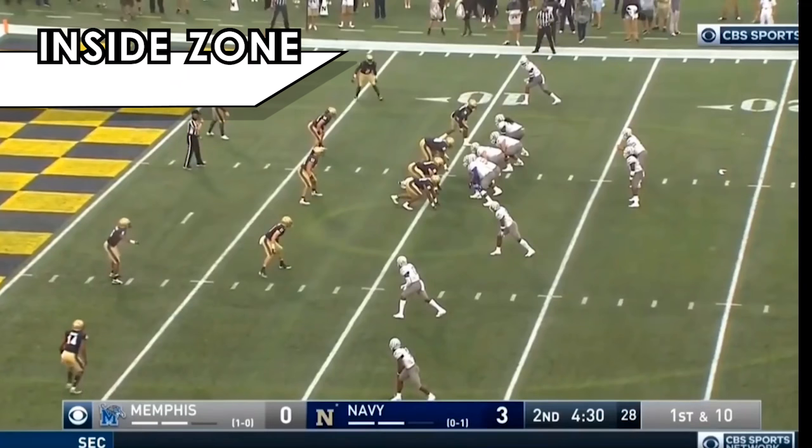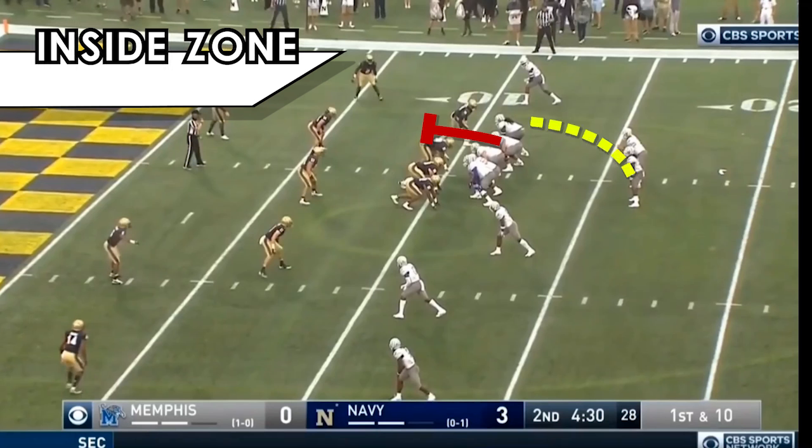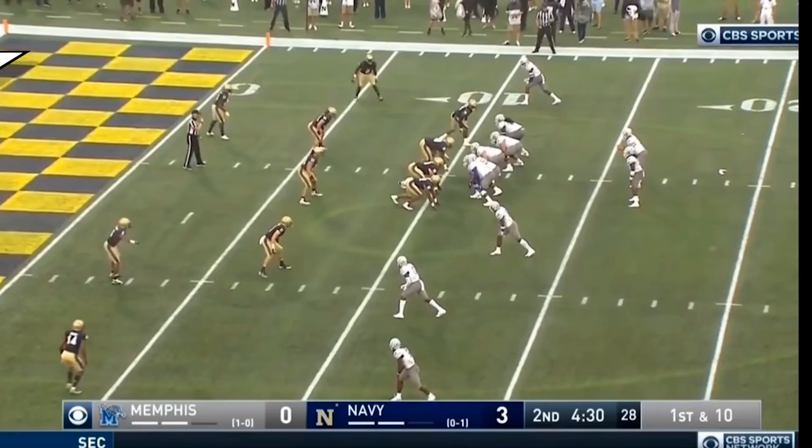The inside zone has the same responsibilities, but now the linemen are told to move downfield instead of racing to the sideline. This also changes the aiming point of the running back. On outside zones, the running back usually presses towards the tackle looking for a cutback. But on the inside zone, they will aim closer to this guard. Much like the outside zone, this usually opens up cutback lanes for the running back.